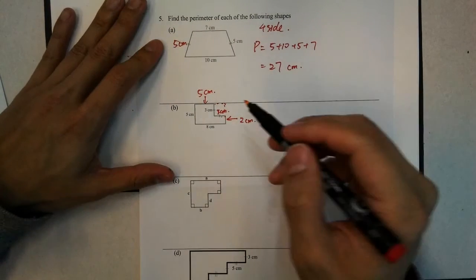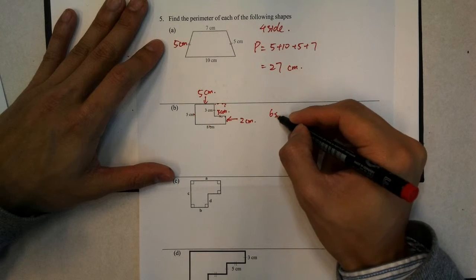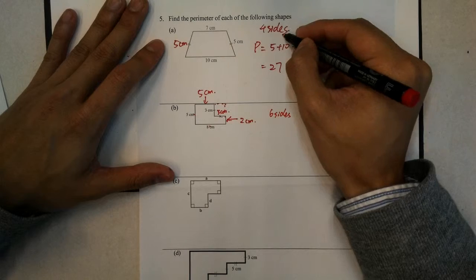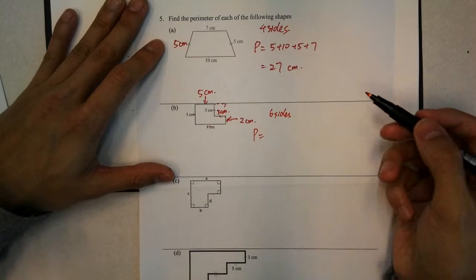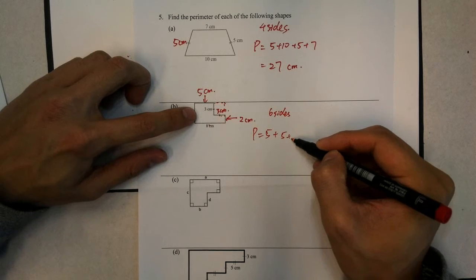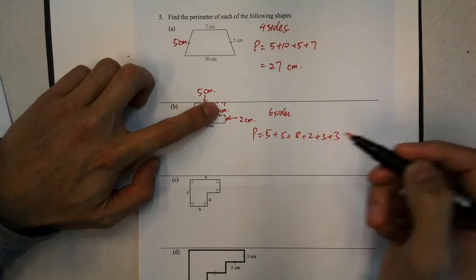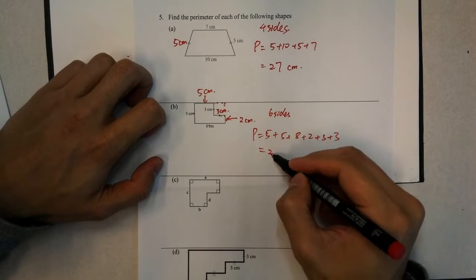Now therefore, we have 1, 2, 3, 4, 5, 6 sides in total. So I need to add them up together. I start from this side, 5 plus 5 plus 8 plus 2 plus 3 plus 3. So total together is 26.